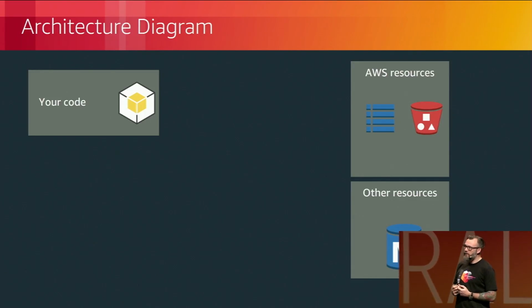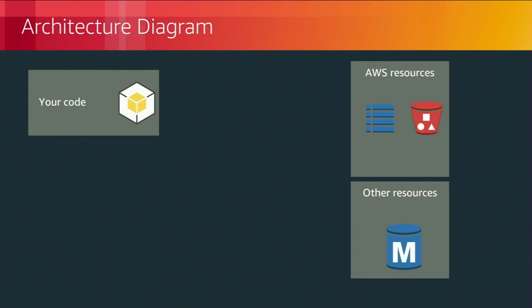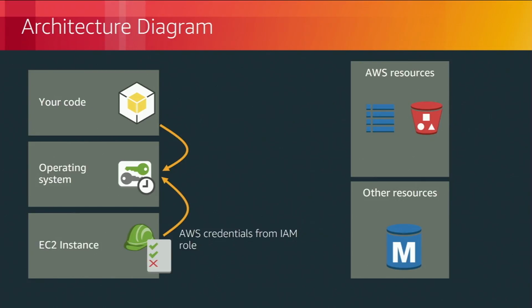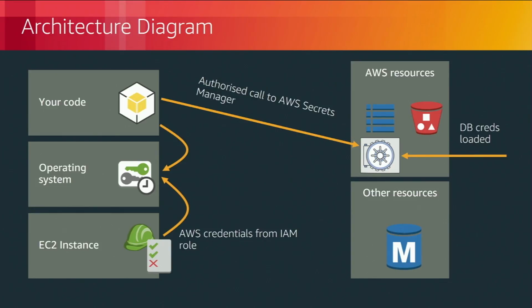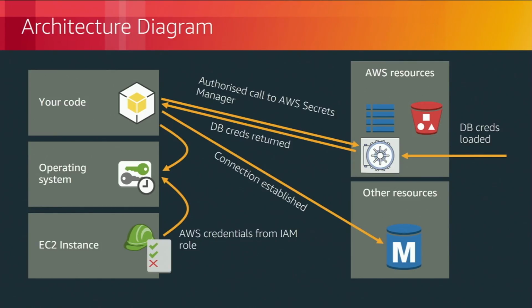So the kind of architecture that Aurelien's going to talk through in a moment looks a lot like this. So you've got your code. He's written some Java code, but your code as appropriate. This runs on top of an operating system that runs on top of an EC2 instance that gets its credentials from an IAM role. We have some AWS resources and some other resources that we want to connect to as part of this application. In the AWS resources section, we have AWS Secrets Manager, where the database credentials have been loaded. The application, inheriting the permissions from the EC2 instance it's running on, is authorized to call AWS Secrets Manager, which then returns the credentials to the application, which is able to connect to the database.